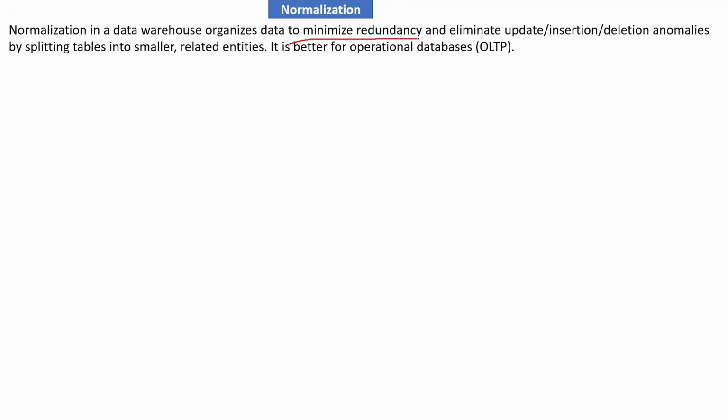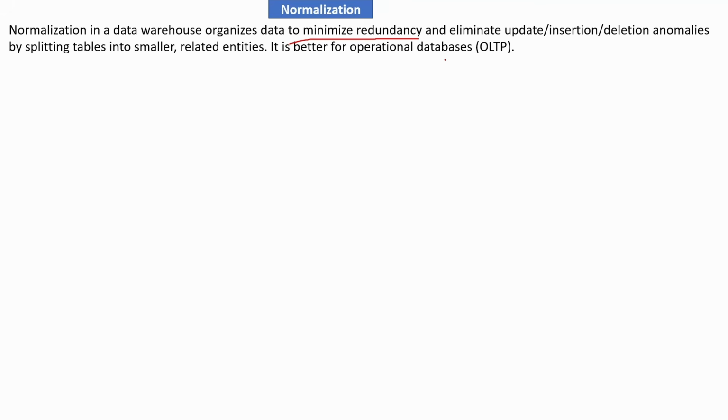It is the process to organize your data in order to reduce your redundancy and eliminate your update, insertion, and deletion anomalies by splitting tables into smaller related entities. It is better for OLTP databases. This is not something we generally use in OLAP systems as data engineers. This is something more like database work, but you should know about normalization. That's the main intention here.